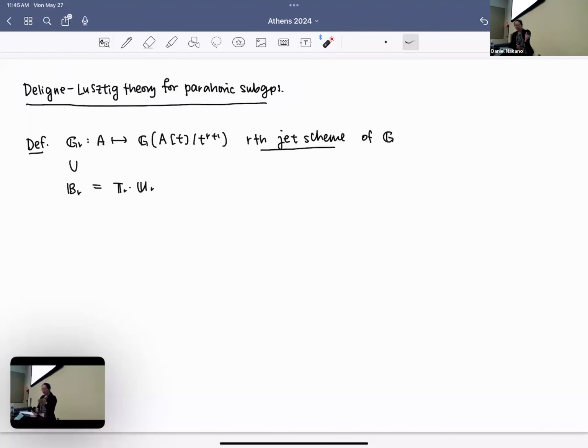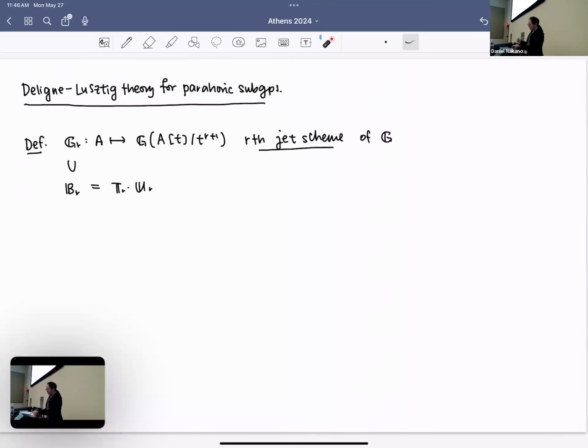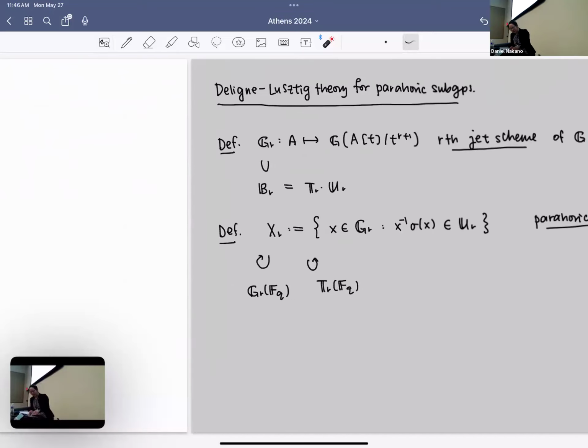As I said, it's a general thing. You can do this for G, but you can also do it for B. And when you do it for B, and you also do it for T, and you also do it for U, where U is the unipotent radical of B, you get, again, this thing that looks like a Levi decomposition: B_r equals T_r times U_r. And so it turns out that you can do the same kind of Deligne-Lusztig variety construction in this context now.